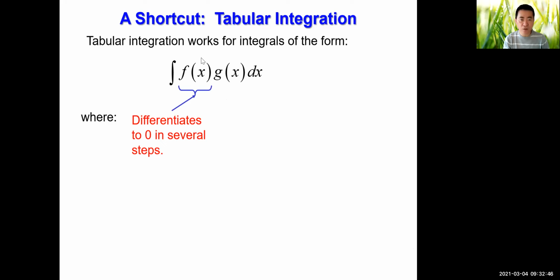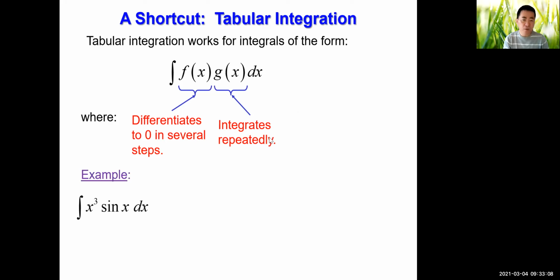where the function f has to differentiate to 0 in several steps. Normally, for a power function, the polynomial, when you take the derivative a few times, it should be 0. And then g of x should be easily integrated, and it can be integrated repeatedly, like exponential functions. Okay, so look at this function. Here's another one that works with tabular integration, where you can see the polynomial can be differentiated a few times to become 0. The sine I can integrate easily, as you go from cosine to sine. So let's see how that works.